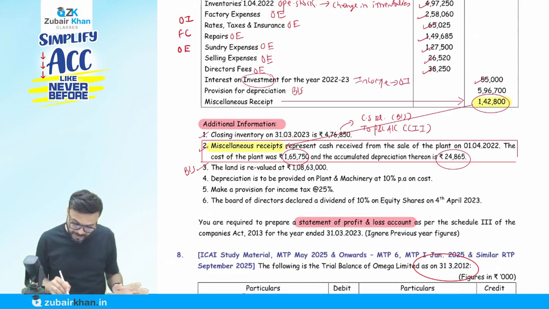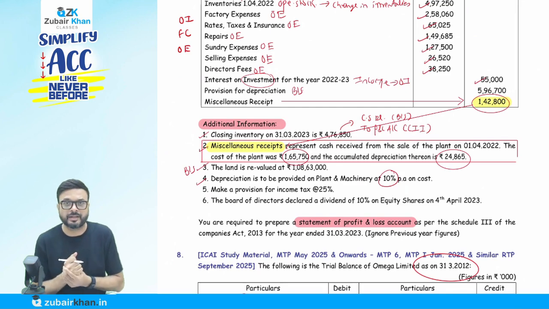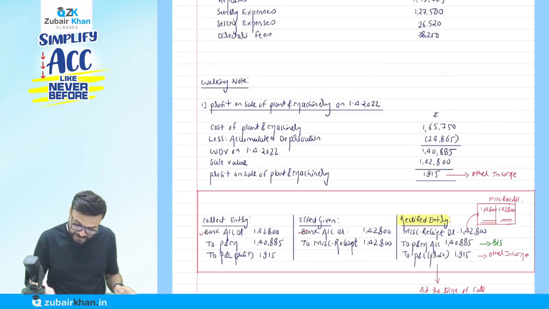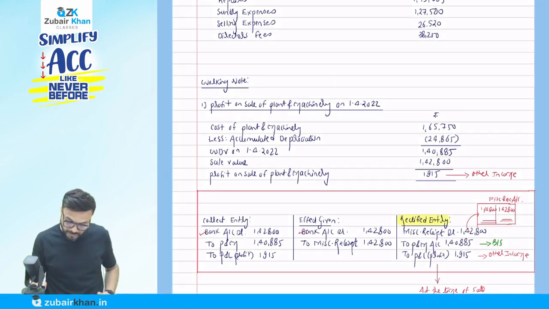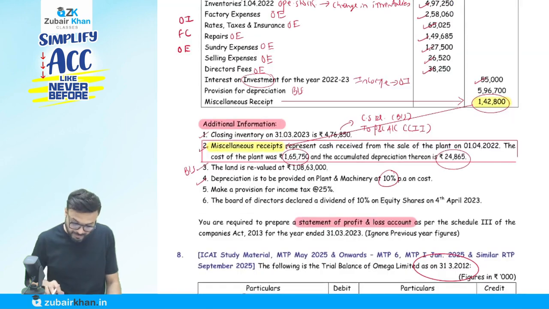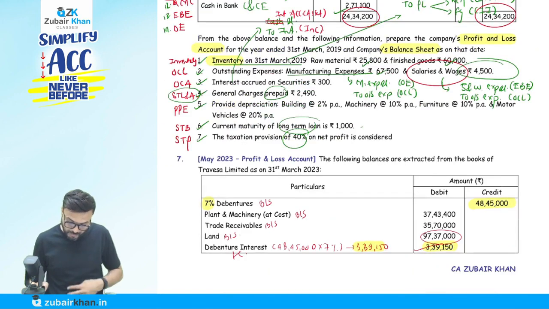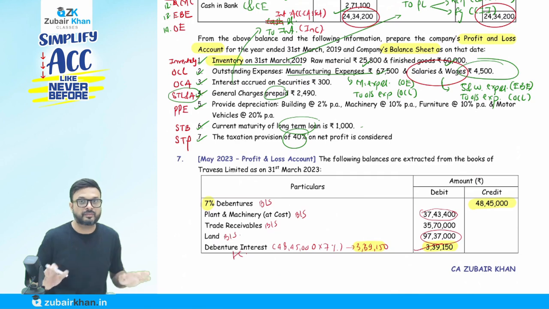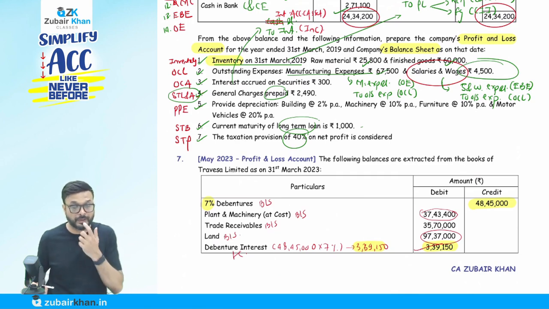Depreciation is to be provided on plant and machinery. This will come in our P&L account, so we'll write down depreciation on cost. Please understand that the asset we have sold had a cost of 165,750. The original cost of plant and machinery is 37,43,400. Out of that we have sold something at the starting of the year, as mentioned in the question, so there is no depreciation on that. On the remaining asset we have to charge depreciation.